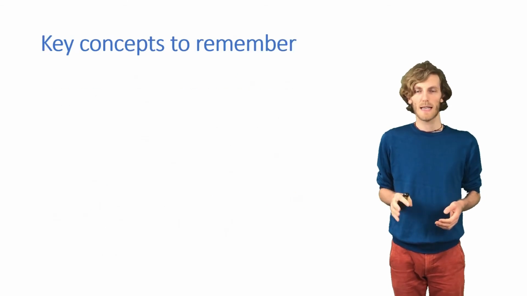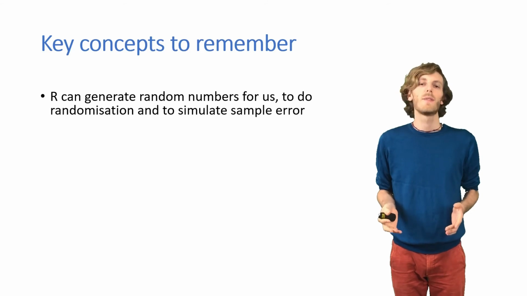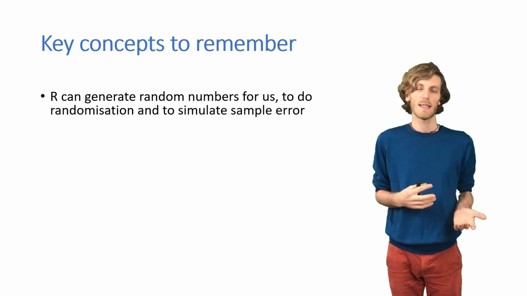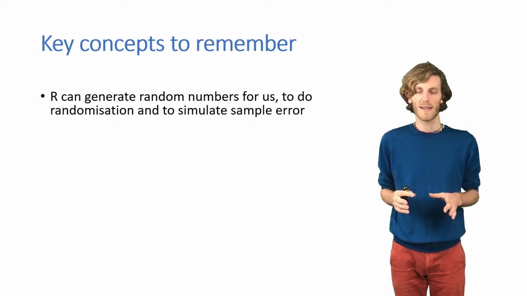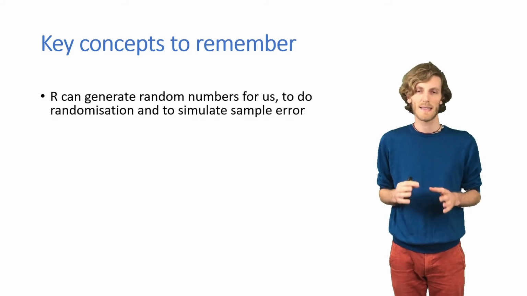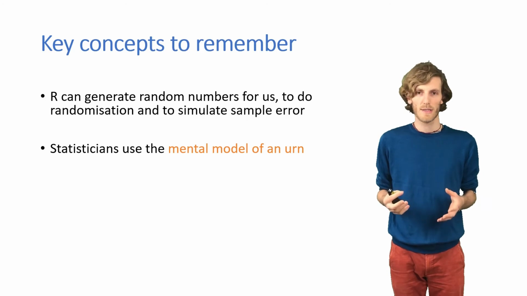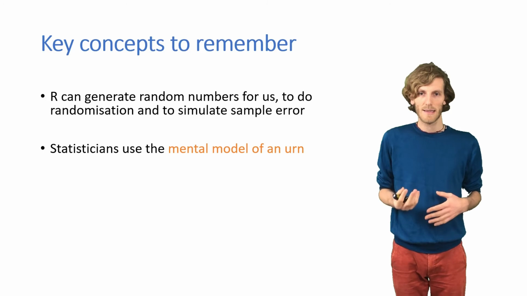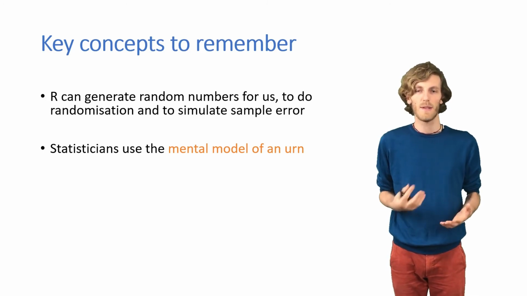So, just a couple of key concepts to remember. I can generate random numbers, and that's helpful for randomization experiments and for estimating sampling error. Don't worry if you don't yet understand why estimating the sampling error is relevant. We will practice that and discuss that together in class. Statisticians use this model of drawing balls from an urn. That can help as a mental model for what we are doing throughout these random analyses.